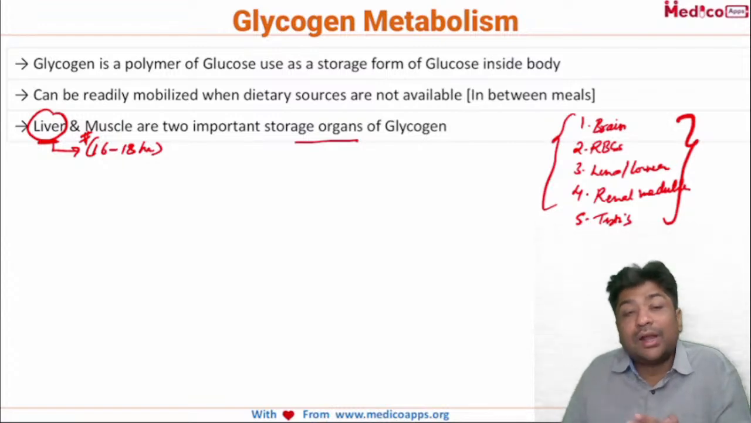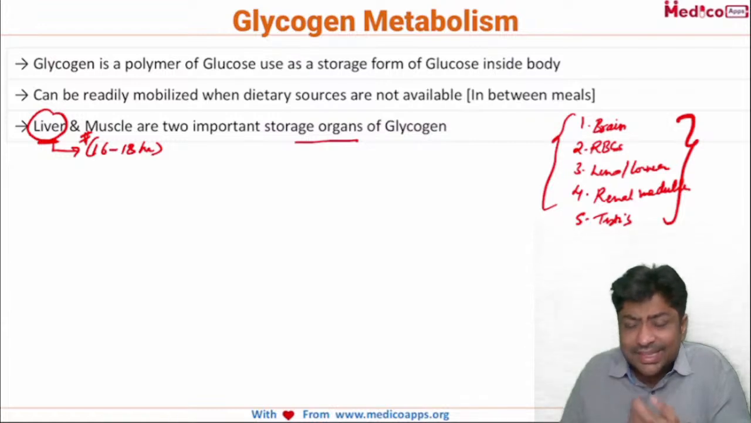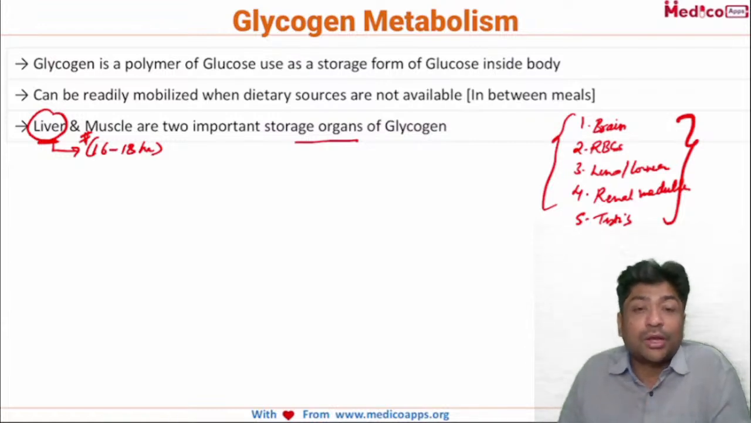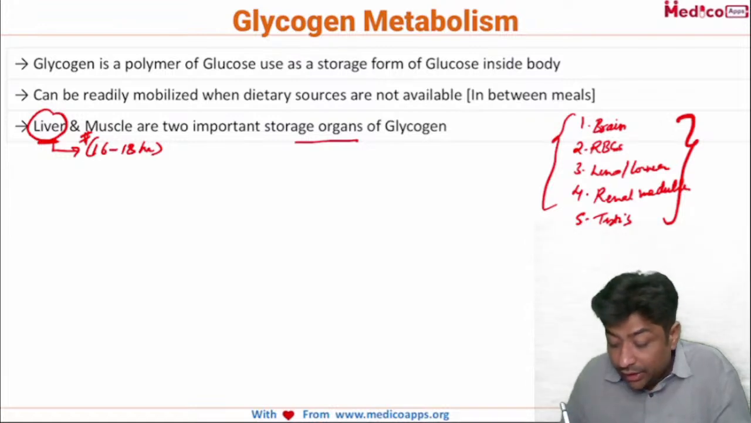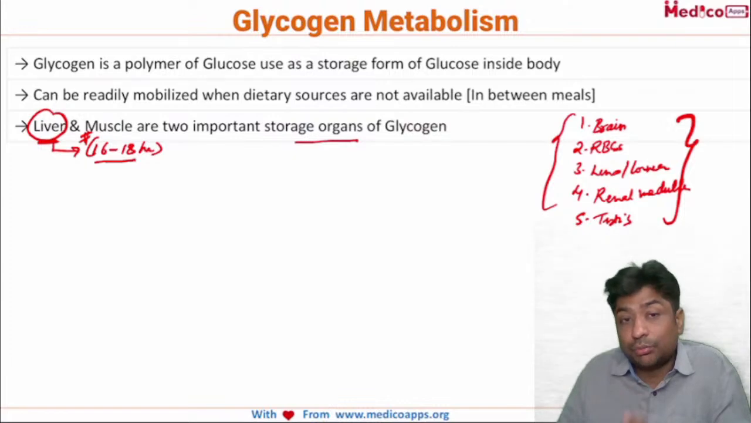After overnight fasting, your glycogen store will almost be depleted, and this has a lot of consequences when we talk about fed and fasting state. We'll talk about that in a separate session. But remember, your liver glycogen stores can last only up to 16 to 18 hours, which means after overnight fasting your liver glycogen is almost nil.